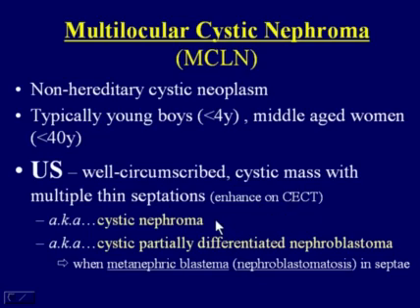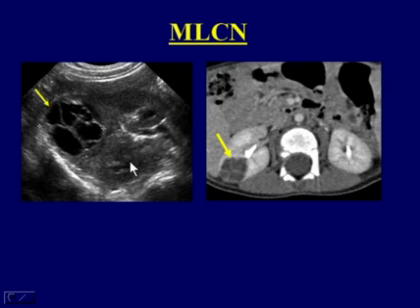Some people refer to these as cystic nephromas, and others refer to them as cystic partially differentiated nephroblastomas, and they use the latter term when they actually have rests of metanephric blastema found in the septae. So that's the only way they can differentiate these two, based on the histology of what they find in the septae. And this is what they look like.